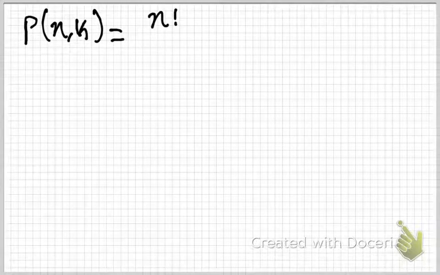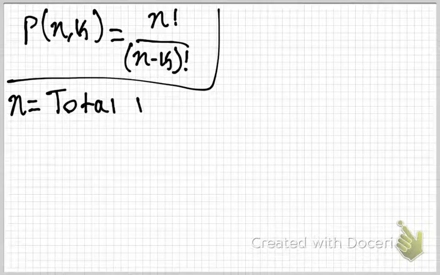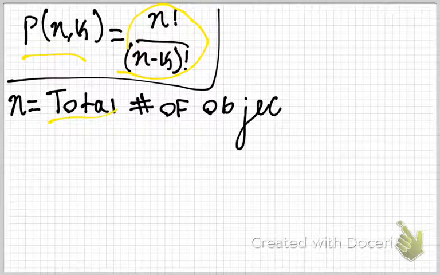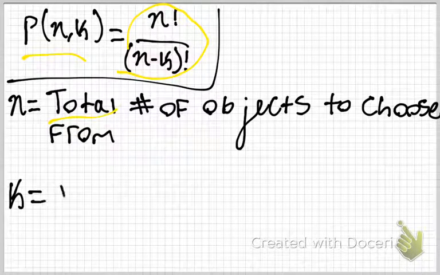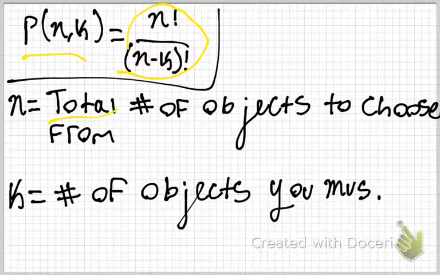Okay. So, just recalling the formula for permutations. P(N, K) is equal to N factorial over N minus K factorial, where N is the total number of objects that we have to choose from, and K equals the number of objects that we must select.